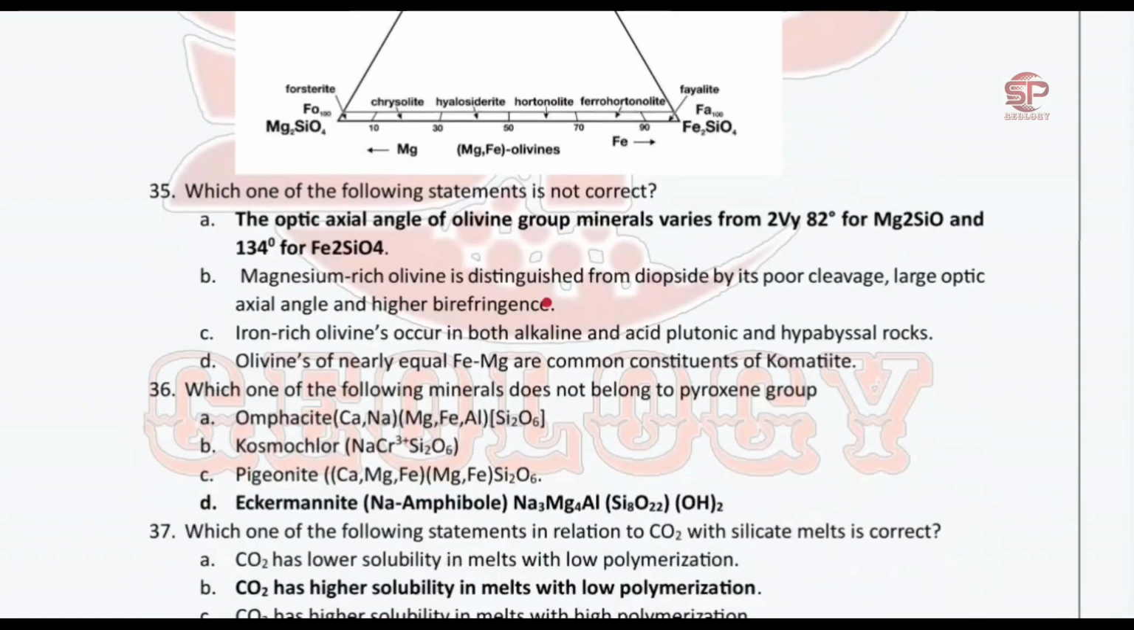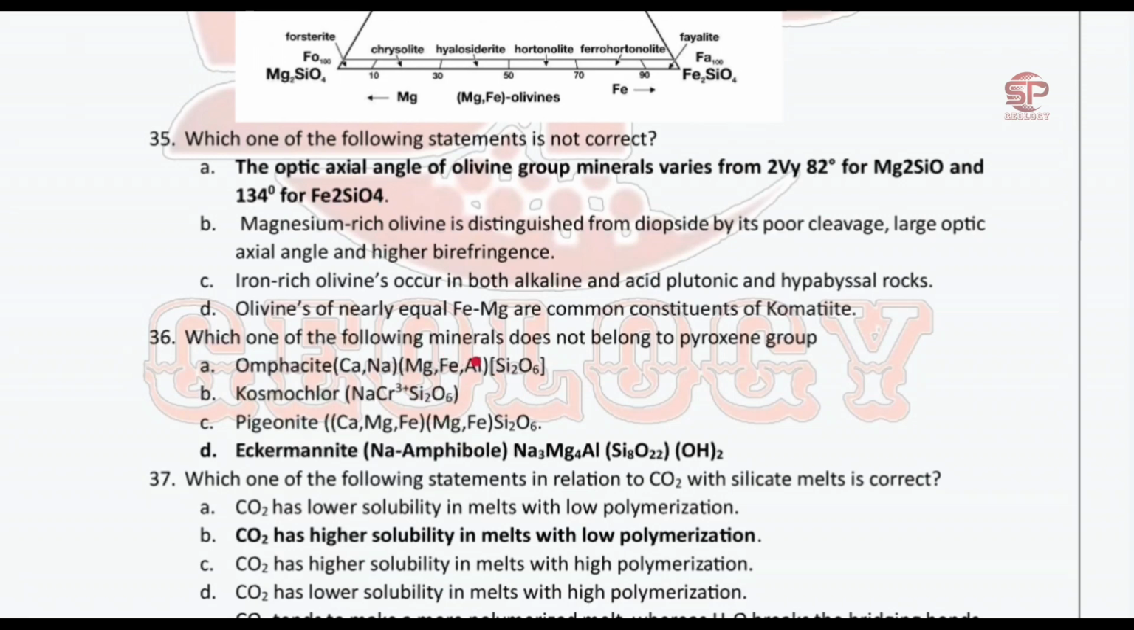Which one of the following statements is not correct? Olivines of nearly equal Fe and Mg constitute chromatide, so it will be wrong, because that is Mg rich olivine; it is a rock which contains a higher percentage of magnesium. Then iron rich olivine occurs in both alkaline and plutonic hydroxyl rock. It is not found in acidic plutonic rock, so it will be incorrect. Then magnesium rich olivine is distinguished from diopside by its poor cleavage, large optic axial angle and high birefringence; it will be incorrect.